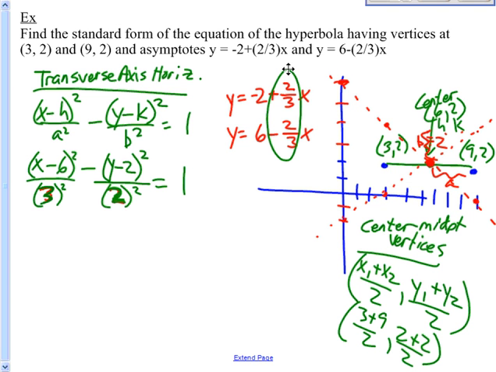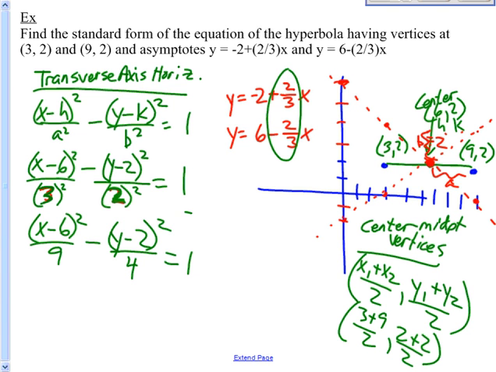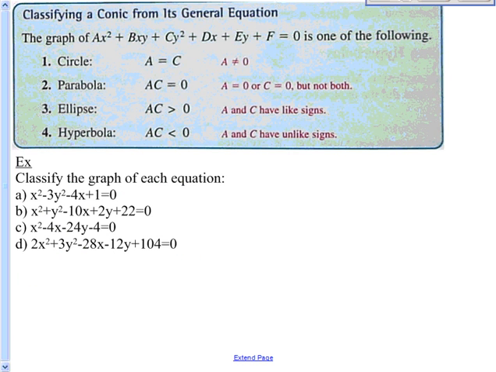So now we got the standard form of this equation. X minus 6 squared over 9, y minus 2 squared over 4. Okay, so you take what they give you and you start filling in. You got to find your h, k, you got to find your a and your b, and make sure you square the a and the b.